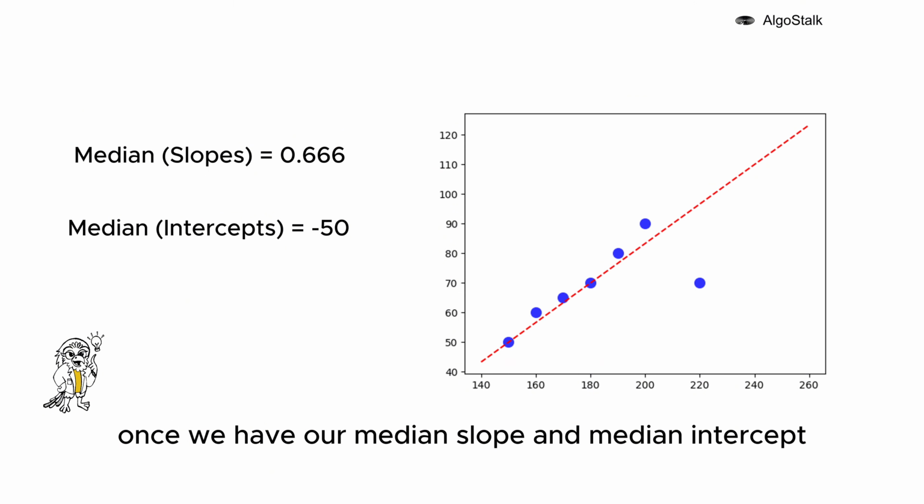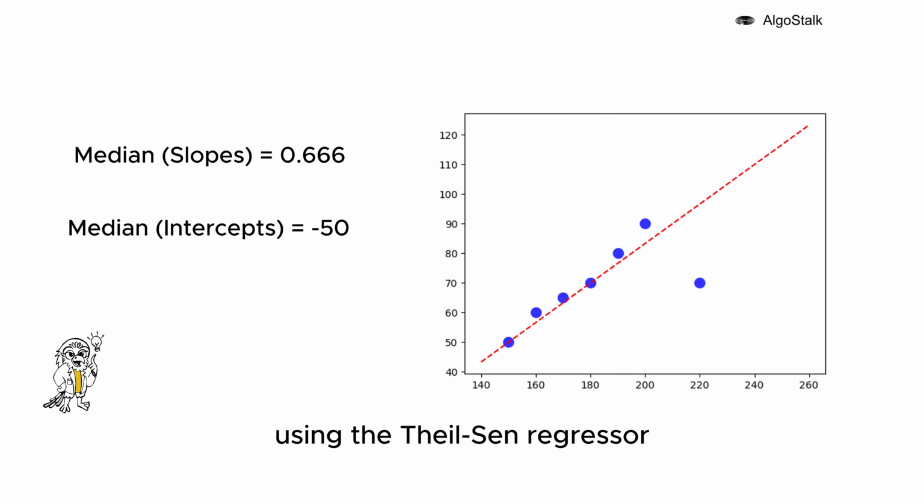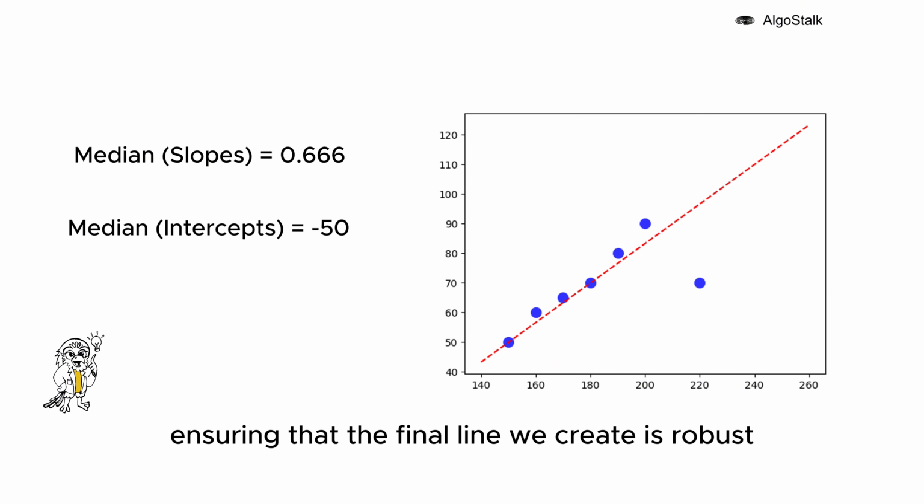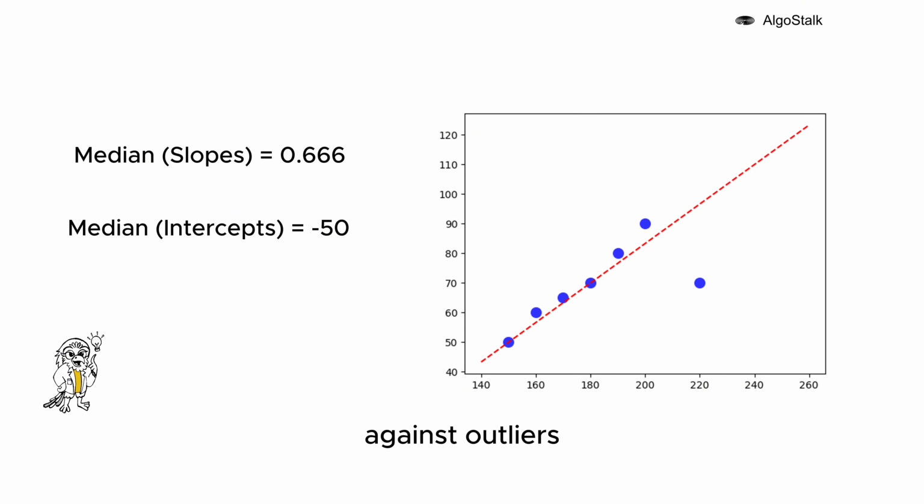Once we have our median slope and median intercept, we can find the best fit line using the Theil-Sen Regressor. This step is crucial because it uses the values that represent the most consistent trends in our data, ensuring that the final line we create is robust against outliers.